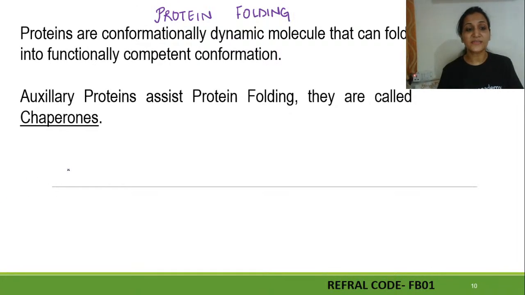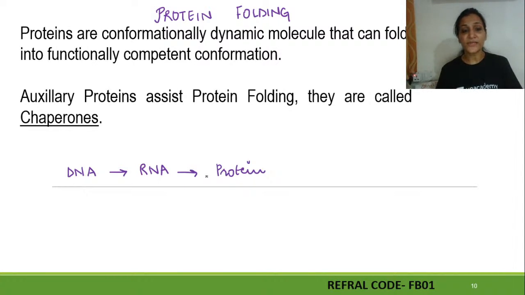Let's just revise the central dogma. Central dogma says that DNA will form RNA, and this RNA will form protein. The process of formation of RNA from DNA is called transcription, and the formation of protein from RNA is called translation. Just after translation, the protein that is formed is not your active protein. It is just a kind of polypeptide chain.